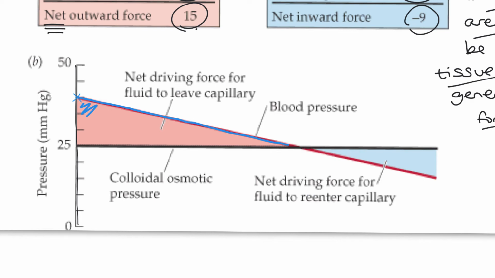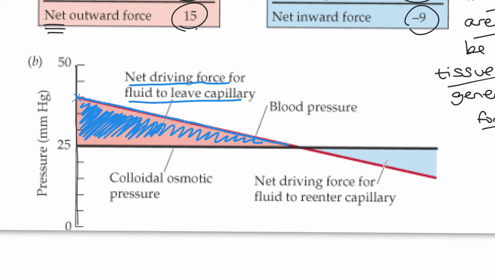So everything in this space represents a time or an area along the capillary bed where the outward force is greater than the inward force. So stuff is being squeezed out of the blood plasma to form the tissue fluid. So there is a net driving force for fluid to leave the capillary. Can you see how the colloidal osmotic pressure is constant? It doesn't change along the whole capillary bed. Whereas at a certain point, they reach equilibrium. So there's neither an outward force nor an inward force. And then after that point, the blood pressure drops below the osmotic pressure.